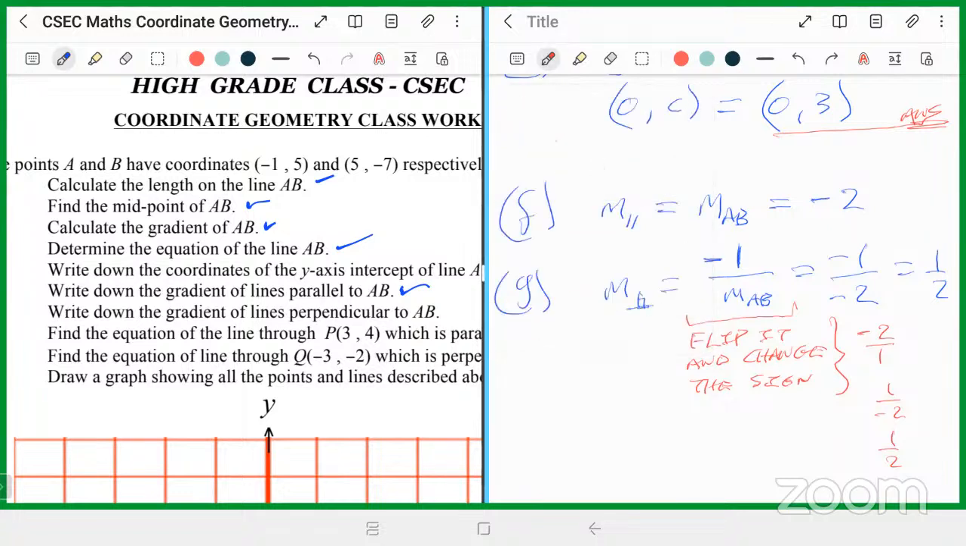So any line now that is perpendicular to AB is going to have this gradient. Remember also that the two perpendicular gradients, -2 and a half, when you multiply them, the result is -1. So that's how you can test if you have the perpendicular gradient. By multiplying the two perpendicular gradients, the answer must be -1. The product of perpendicular gradients is -1. All right, so that is it. So this perpendicular gradient in this question is a half.